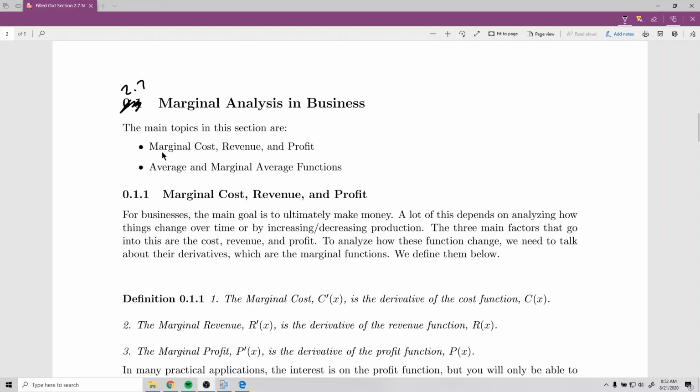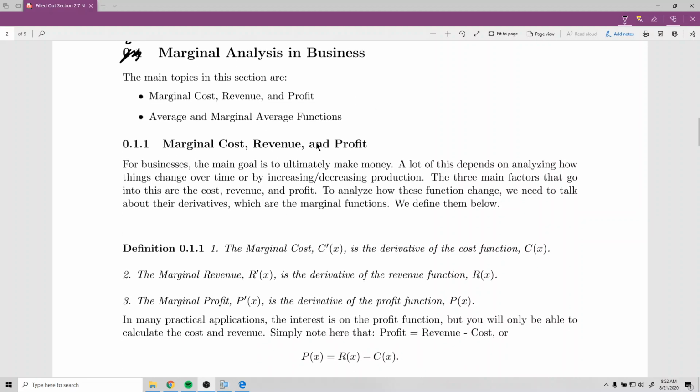And then the second half of the section will be introducing average and then mixing in average with the marginal functions. And I'll be able to explain in words why the average, and especially the marginal average functions, are so much more meaningful than just the marginal cost, revenue, and profit.